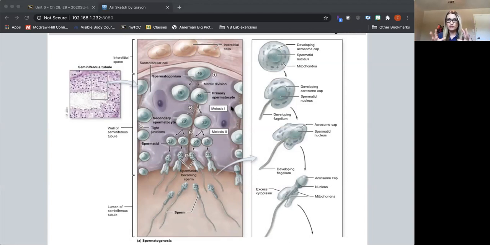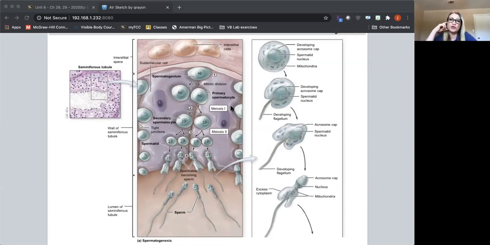Okay, so up to this point, it's similar to what happens with the females. We had the oogonium. It also divided by the process of mitosis, right? It's a diploid cell that divides by the process of mitosis. Except the difference between males and females is that in females, this process began before females were even born. In males, no part of spermatogenesis begins before puberty begins, okay? So that's a difference there.